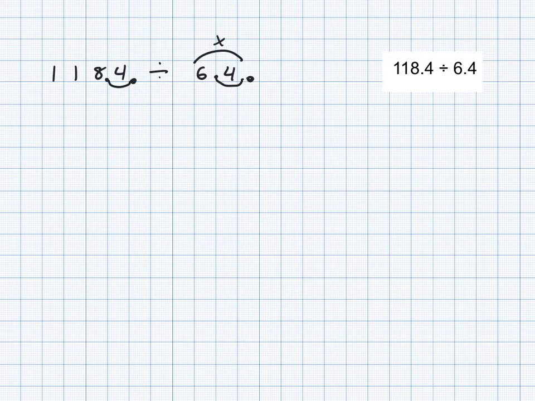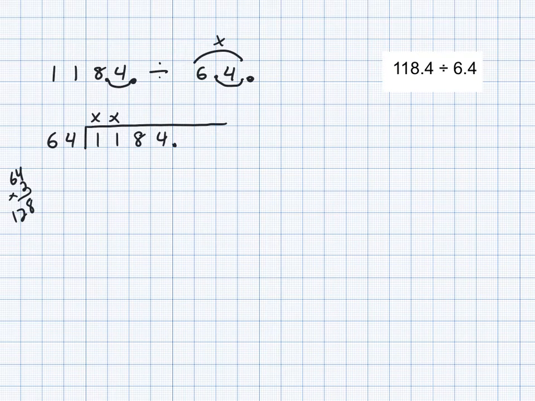So now what's my problem going to be set up as? We're going to say 1,184 divided by 64. And then we do the math. 64 does not go into 1. It does not go into 11. It goes into 118. Well, what would 64 times 2 be? Well, 4 times 2 is 8. 6 times 2 is 12. Well, that's too much. So it's only got to go in there one time. 64 times 1 is 64. Notice where I line it up.